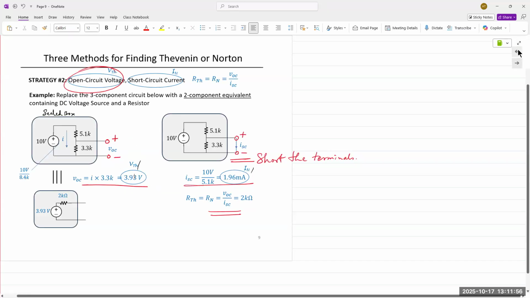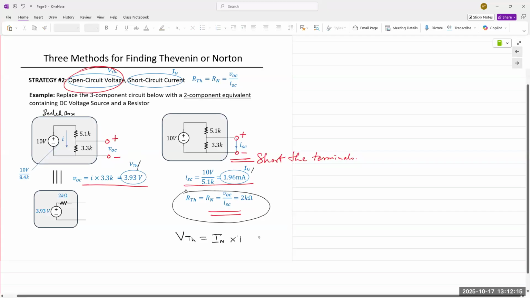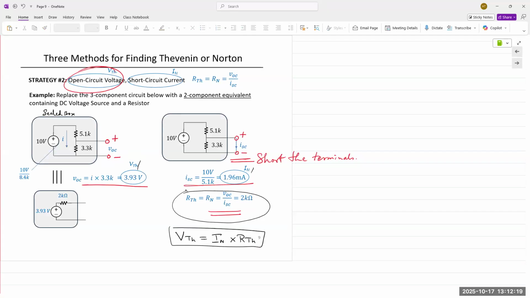Okay, so here is the shortcut method of finding RTH, because the relationship between the three quantities is given by Ohm's law. VTH is equal to IN times RTH. So if you have any two of the three quantities, you can calculate the third.